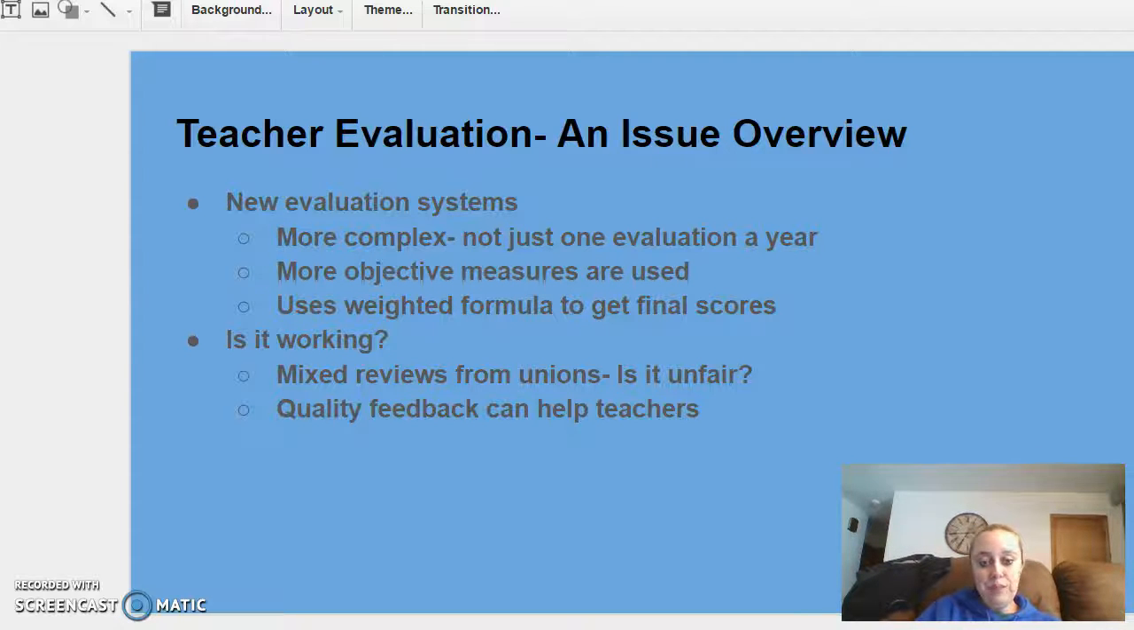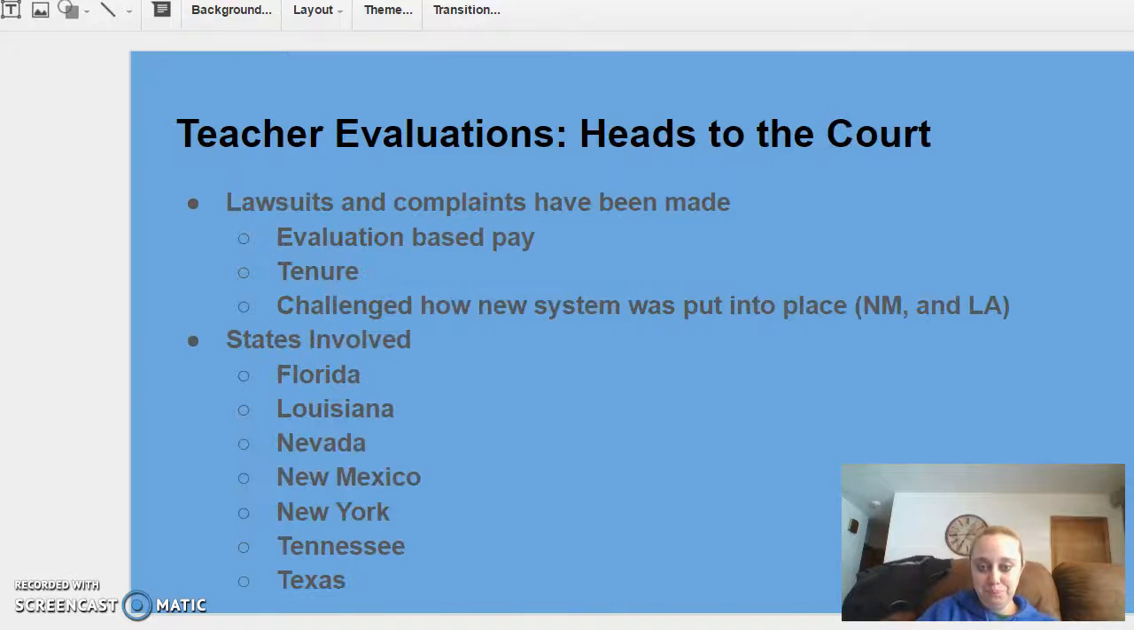Whether or not it's working, the article talked about having mixed reviews from the union. Is it unfair? Is it fair based on where the teacher is? That kind of thing. And quality feedback can help teachers, but I also think that teachers need to take their feedback and use it positively in order to become more effective.